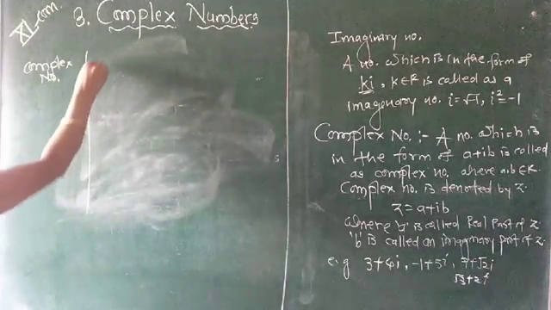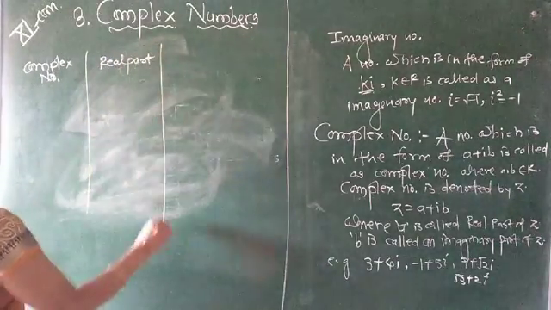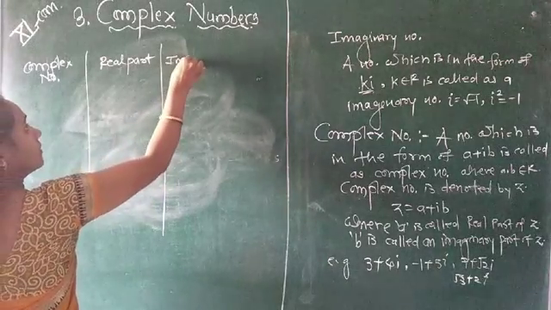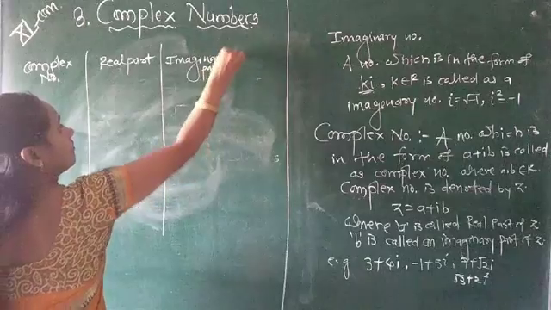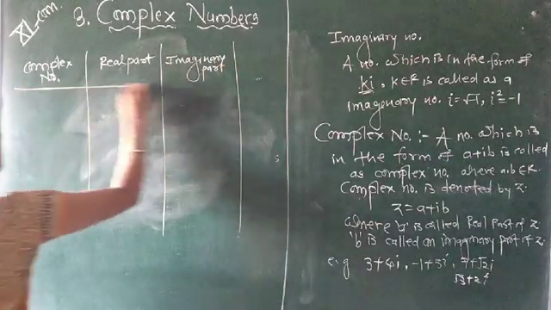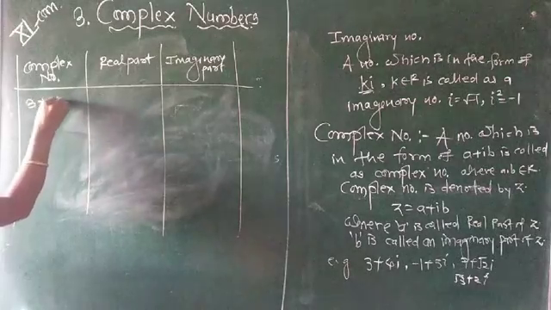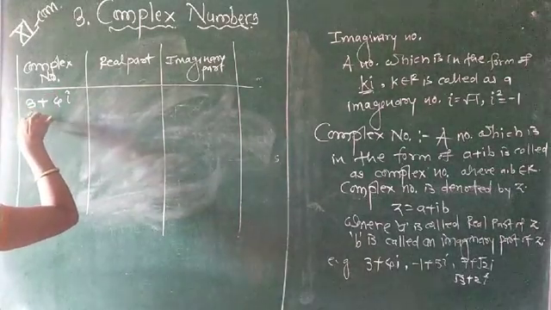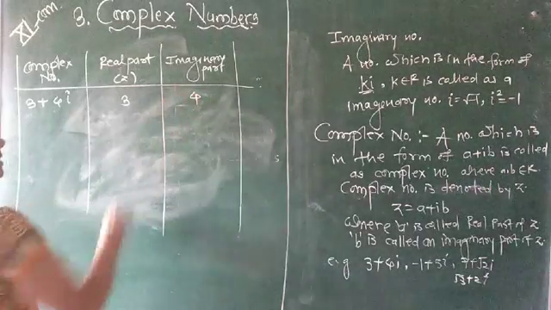Complex number, real part and its imaginary part. That is 3 plus 4i. Then the real part of this complex number is 3.